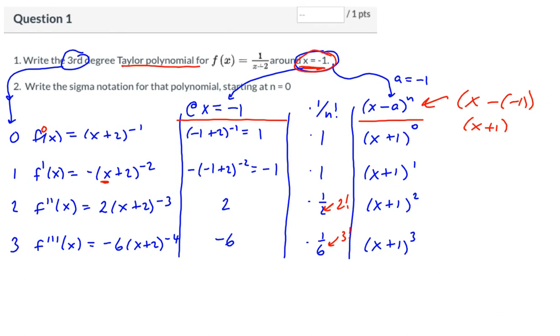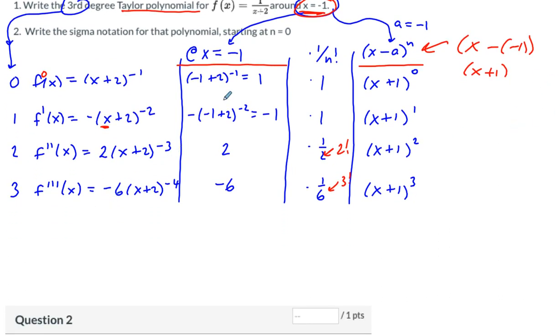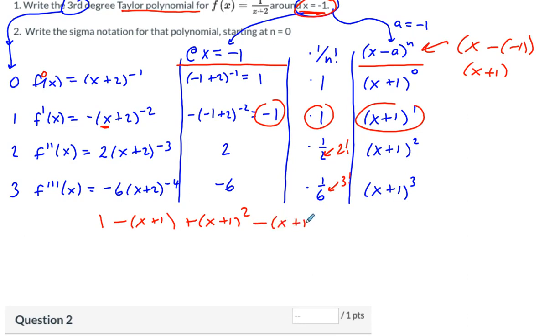We take these and put them together to write out the actual polynomial. So it's 1 times 1 times 1. That's 1. Then we get a -1 times 1 times the polynomial term. So that's minus x plus 1. 2 times the half. So that's going to be a plus x plus 1 squared, and -6 times 1/6 is again 1, so it's minus x plus 1 cubed. This is the third degree Taylor polynomial.